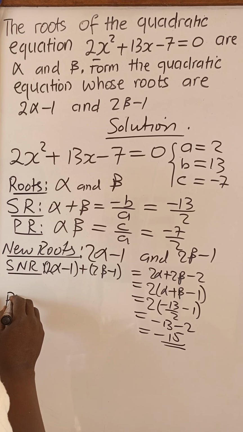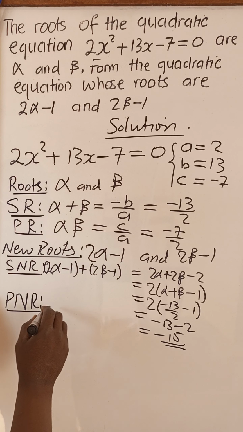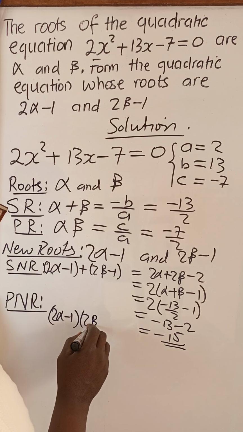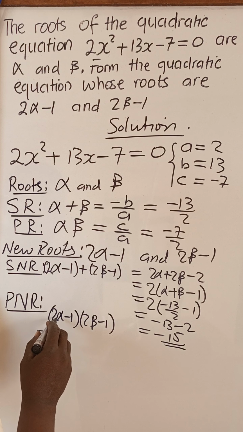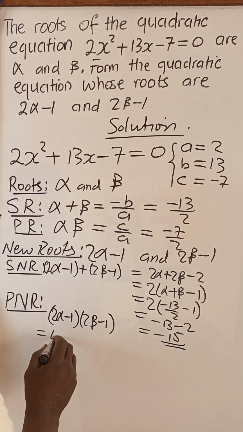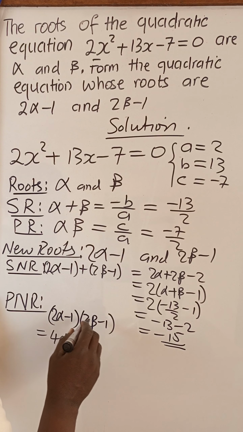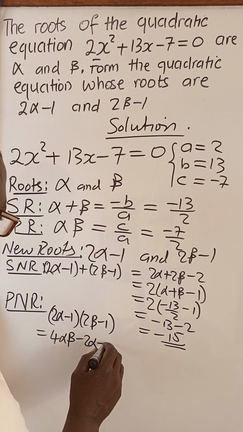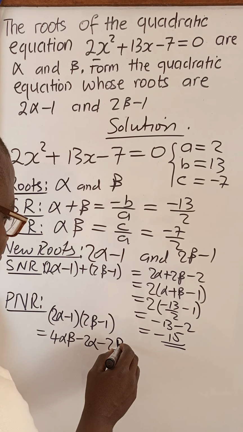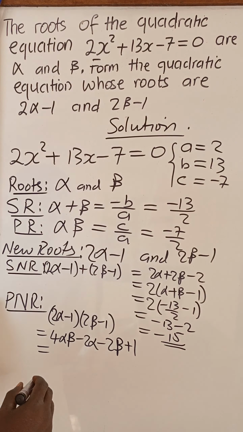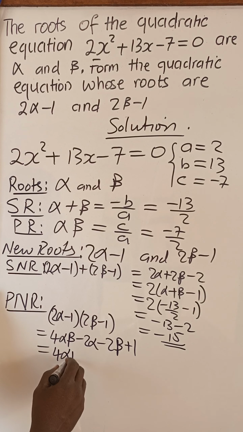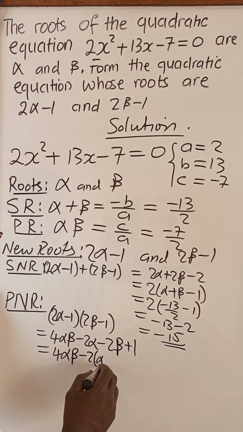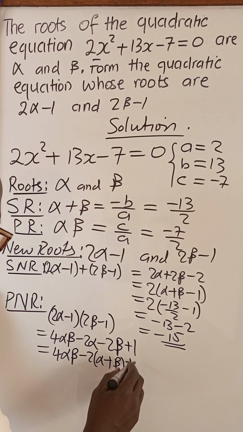Product of new roots. That means we take 2 alpha minus 1 multiplied by 2 beta minus 1. What do we get? 2 alpha multiplied by 2 beta gives us 4 alpha beta. 2 alpha multiplied by negative 1, negative 2 alpha. Negative 1 multiplied by 2 beta, negative 2 beta. Negative 1 multiplied by negative 1, positive 1. Now this gives us 4 alpha beta. Here we have negative 2 common, so we remove our negative 2. We now have alpha plus beta, then plus 1.